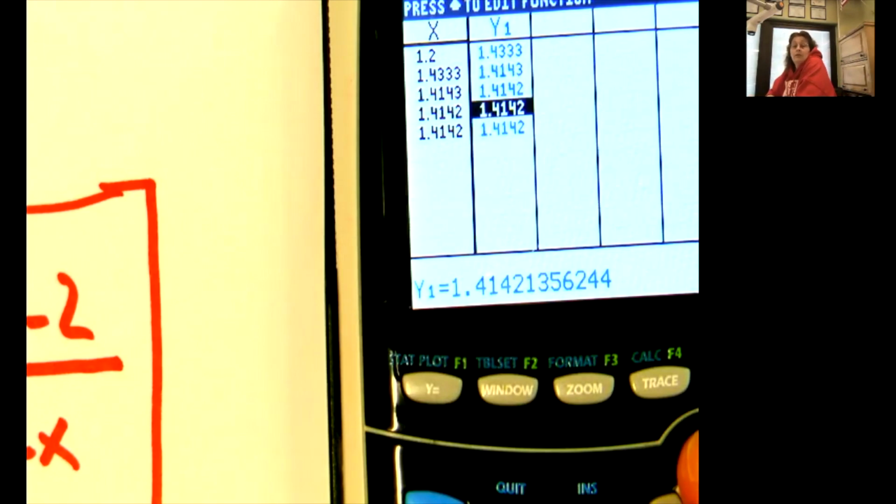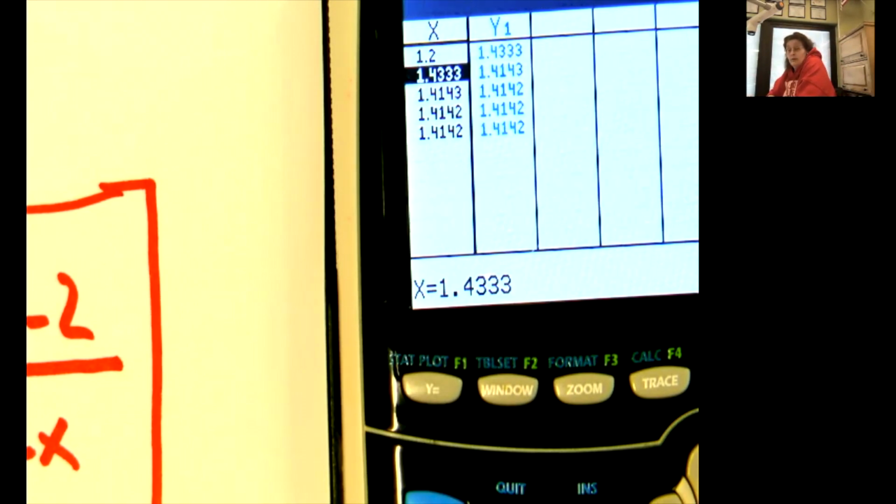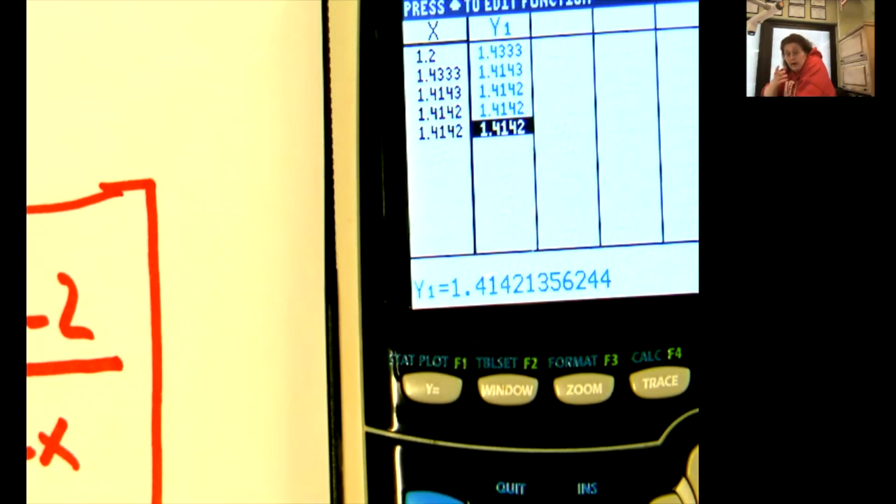So on this one, when I guessed 1.2, I came up with 1.433. I put that answer in as the second one, and it spits out this. I take that answer, put it in for x, and it spits out this. So you see how eventually, after you do so many iterations, you can assume that the zero is approximately 1.414. Does that make sense with everybody?